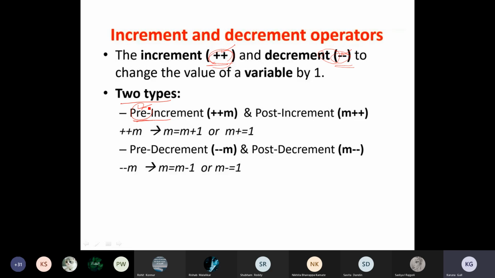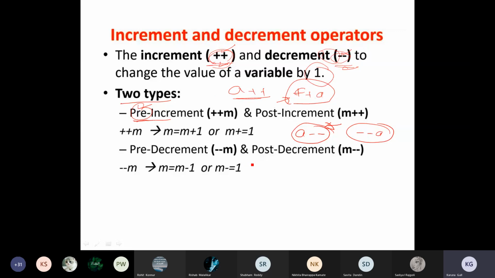So now I can use these operators before or after the variable. If I write a plus plus, this is called post-increment. If I write plus plus a, then I call this pre-increment. Similarly, if I go ahead with a minus minus, I call it post-decrement. Minus minus a, I call this pre-decrement. Whenever I say decrement or increment, by how much does it have to be decreased or increased? It is only by one value.